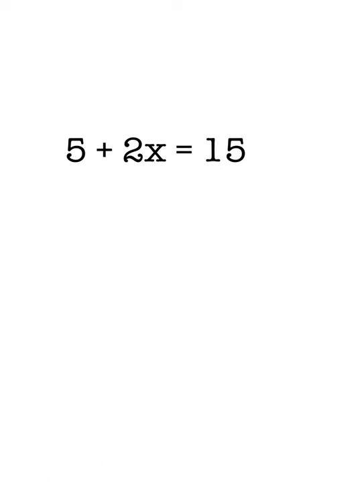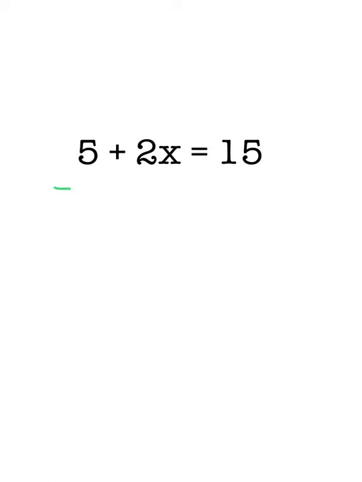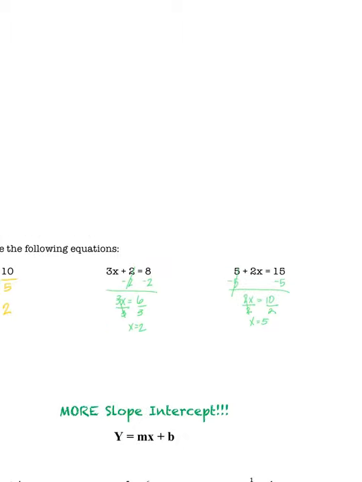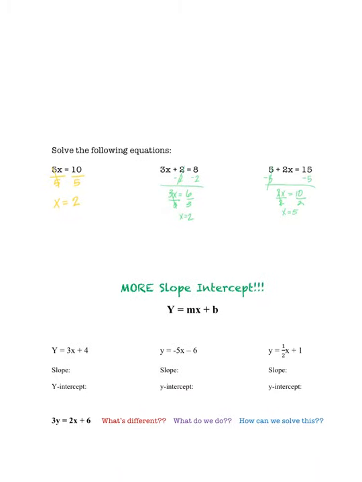And then let's do one more here. We're going to subtract 5 from both sides. That gives us 2x over here equals 10. Divide by 2. And x equals 5. Okay. So you guys all did awesome on your quizzes solving equations. So this isn't much different.